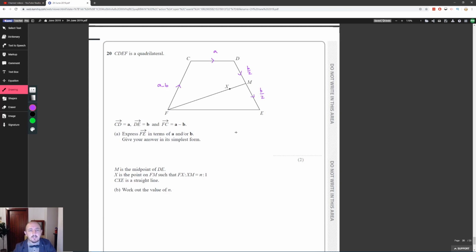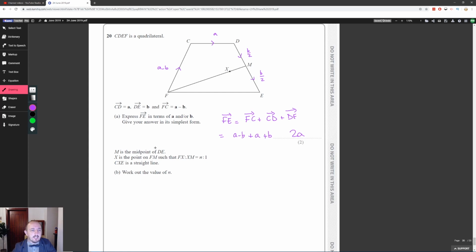Okay, so F to E, that shouldn't be too bad because we can go F to C across there, plus C to D, plus D to E. F to C, that was A minus B. C to D is A, and D to E is B. So A minus B plus A plus B is just 2A.